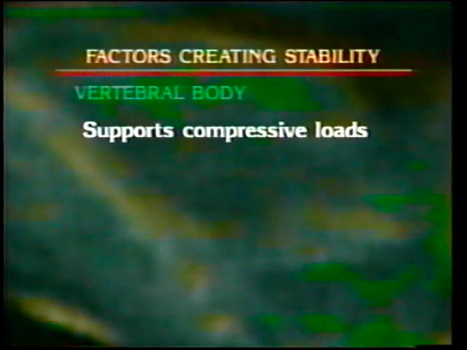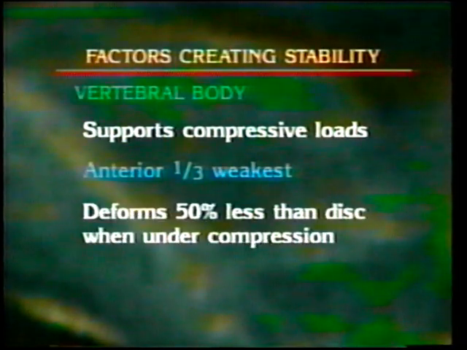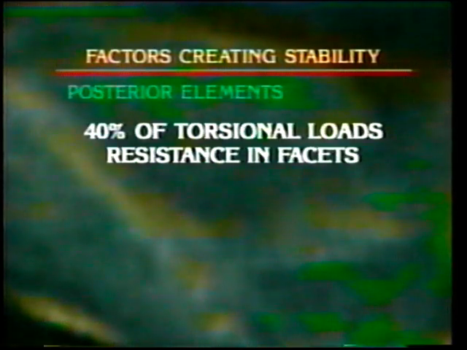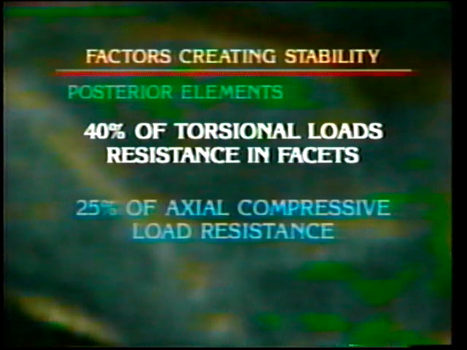What does a vertebral body do? Well, it primarily supports compressive loads, but the anterior one-third is quite weak. We've all seen that in patients with anterior compression fractures and osteoporosis. Interestingly, the vertebral body will deform 50% less than the disc will when under compression from a pure vertical load. There are factors creating stability posteriorly. Of the posterior elements, about 40% of torsional load resistance is in the facets. And interestingly, 25% of axial compression load resistance occurs in the facets.